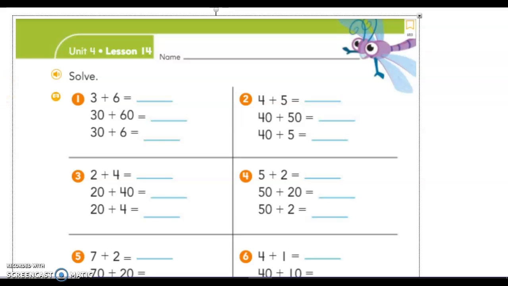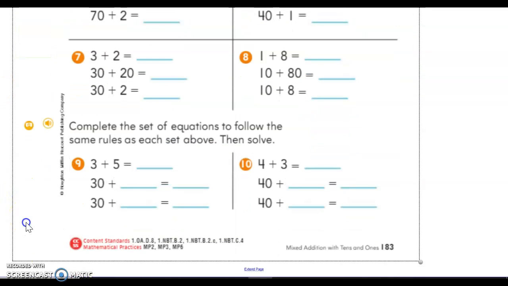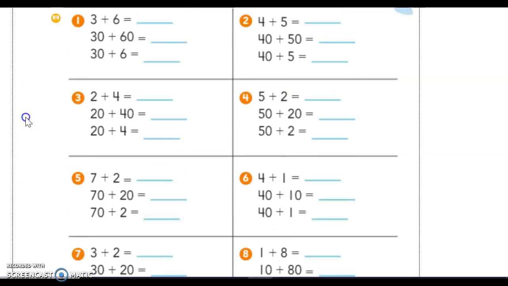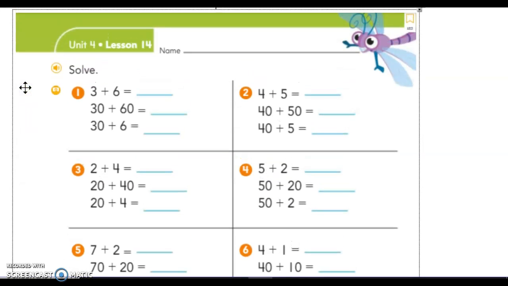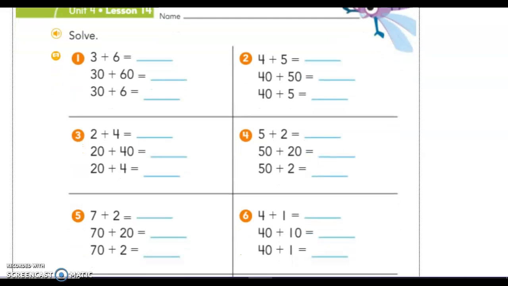Okay, then we're going to go to workbook page 183. You're going to be following the same method to solve these problems, okay? If you want to draw the picture on the side, you can, or if you feel like you're getting pretty comfortable with it and you don't need to draw the picture, that's fine. Just make sure you pay attention to, are you adding ones, tens, or both? Okay, I'll do one problem with you and then we'll let you go on your own.